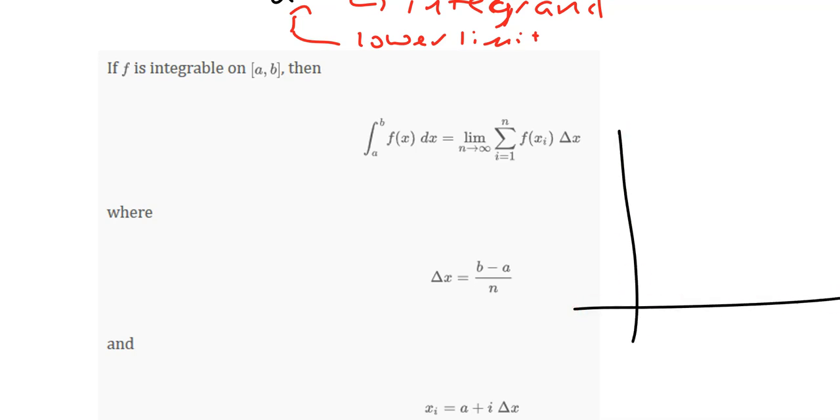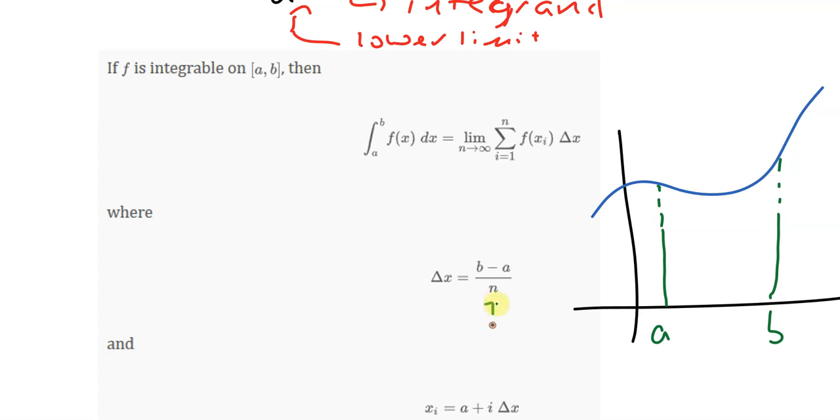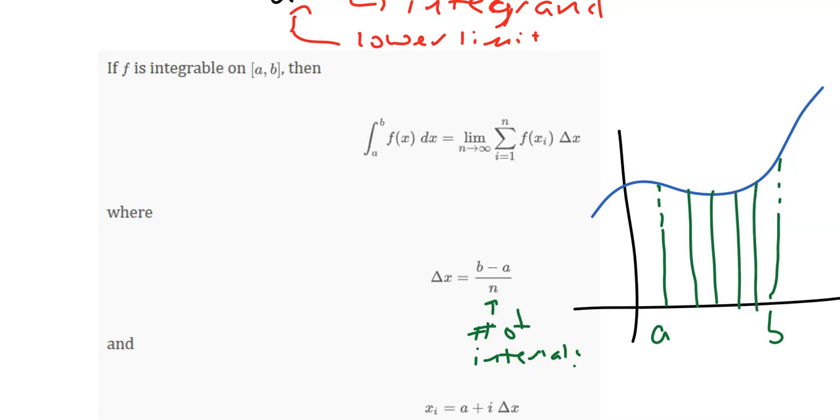If we have some function, and we look at limits from a to b, we have to decide how many intervals, right? So that's what the n is, the number of intervals. And then once we pick that and we set up our little rectangles in here, then of course the delta x is the width of each rectangle. So the delta x is the base of the rectangle.